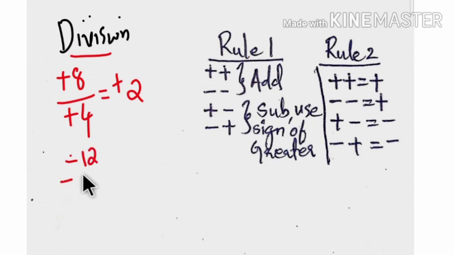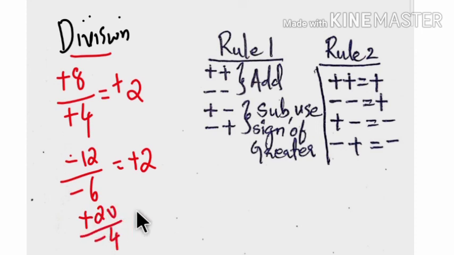Minus 12 divided by minus 6. 12 by 6 is 2. Both numbers having negative sign, so two negative signs can be replaced by a positive sign in the answer. So positive 2 will be the answer. Now third case, plus 20 divided by minus 4. 20 by 4 is 5. Plus minus can be replaced by a negative sign. So negative 5 will be the answer.